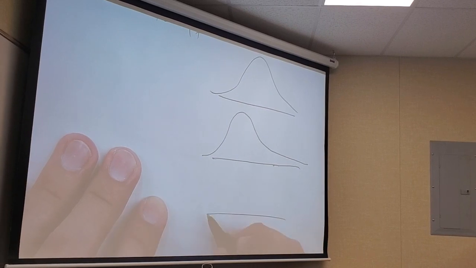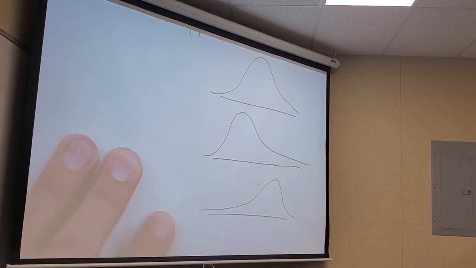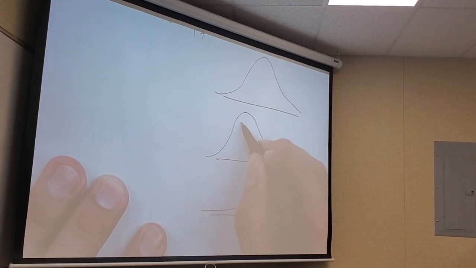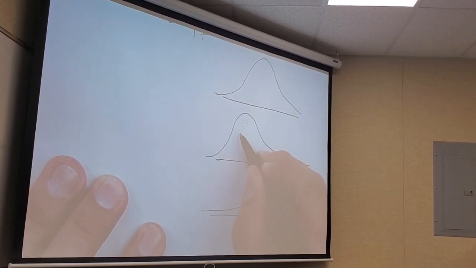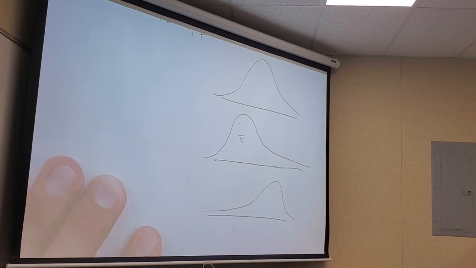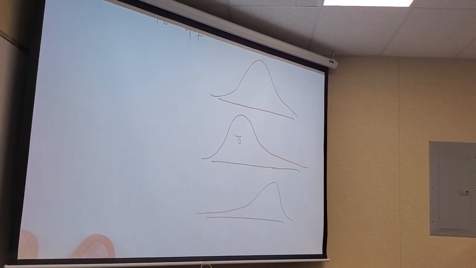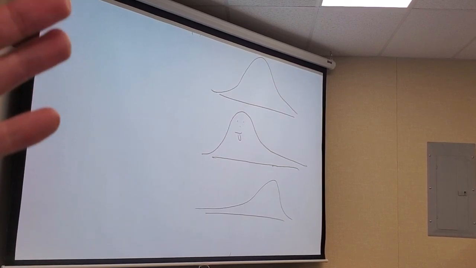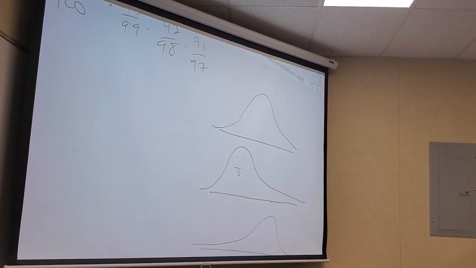And of course, this would be skewed left. Later this semester, we're going to see a distribution that's skewed right like this. And I call it the Jabba the Hutt distribution because it looks like Jabba the Hutt. But that'll be later this semester. It's not actually called the Jabba the Hutt distribution. It's called the chi-square distribution, but that's later.